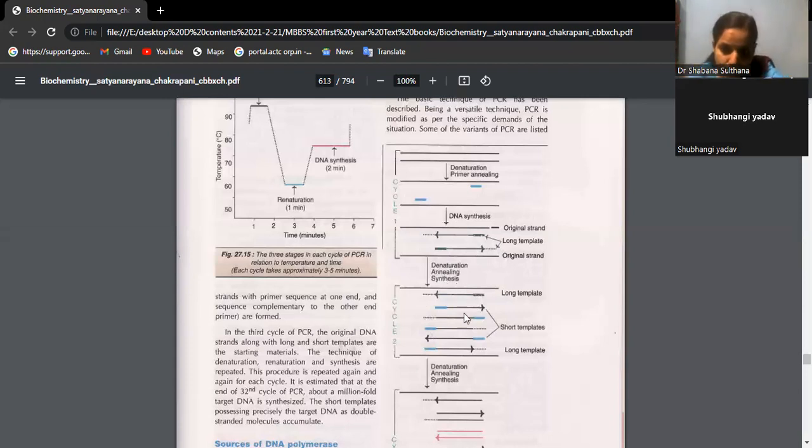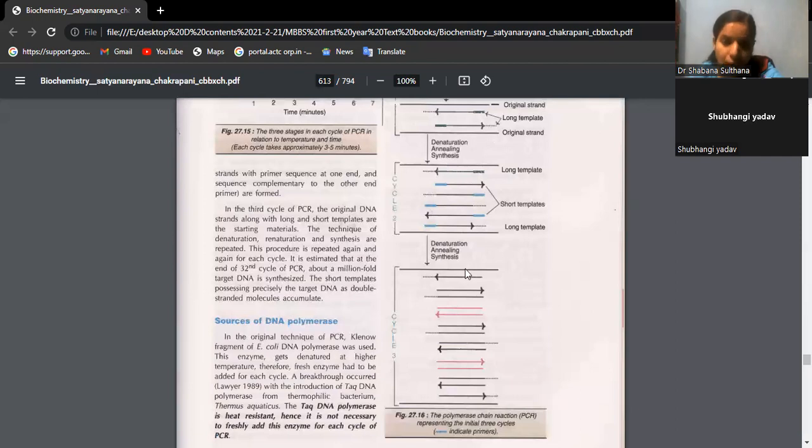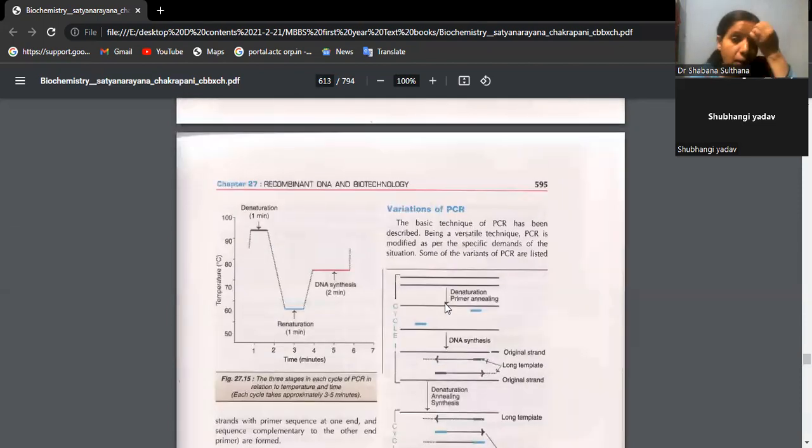Now here we can see 1, 2, 3, 4 copies of DNA have formed, isn't it? Along with the original strand, you are finding two long templates were there. Now these two long templates will act as the original strand. Then again primer will come and the base pairing starts. Again you go with denaturation, annealing, synthesis. See how many DNA copies have formed: 1, 2, 3, 4, 5, 6, 7, 8. As many as you want. That machine will help you to synthesize the copies of DNA. That's what is polymerase chain reaction. Is it clear?